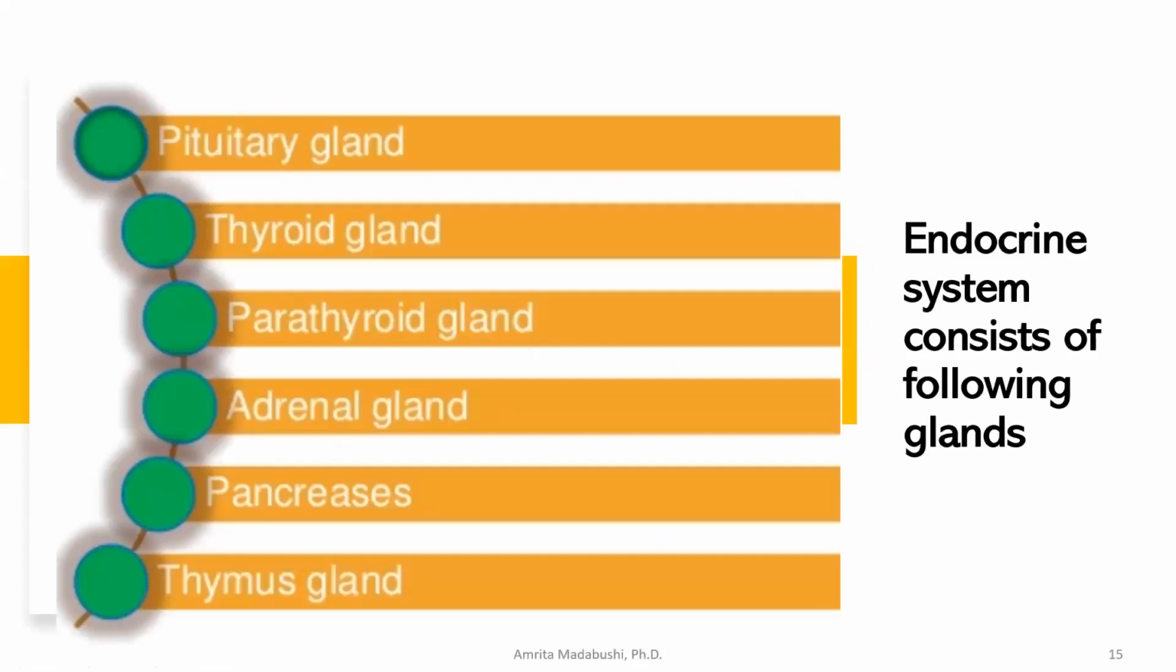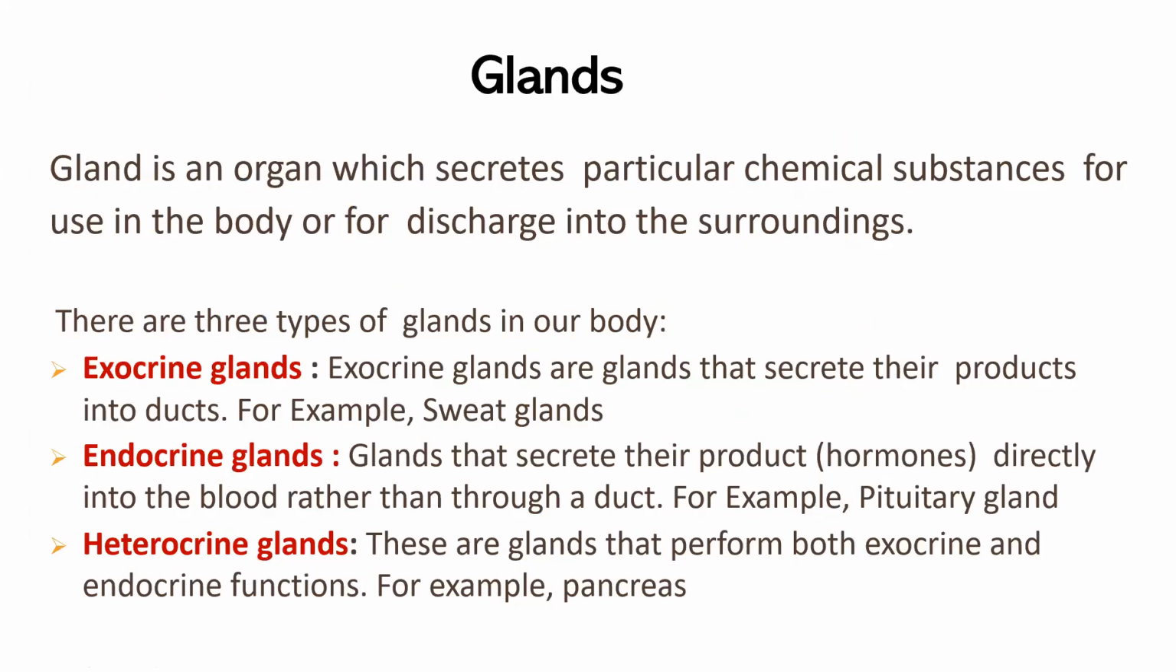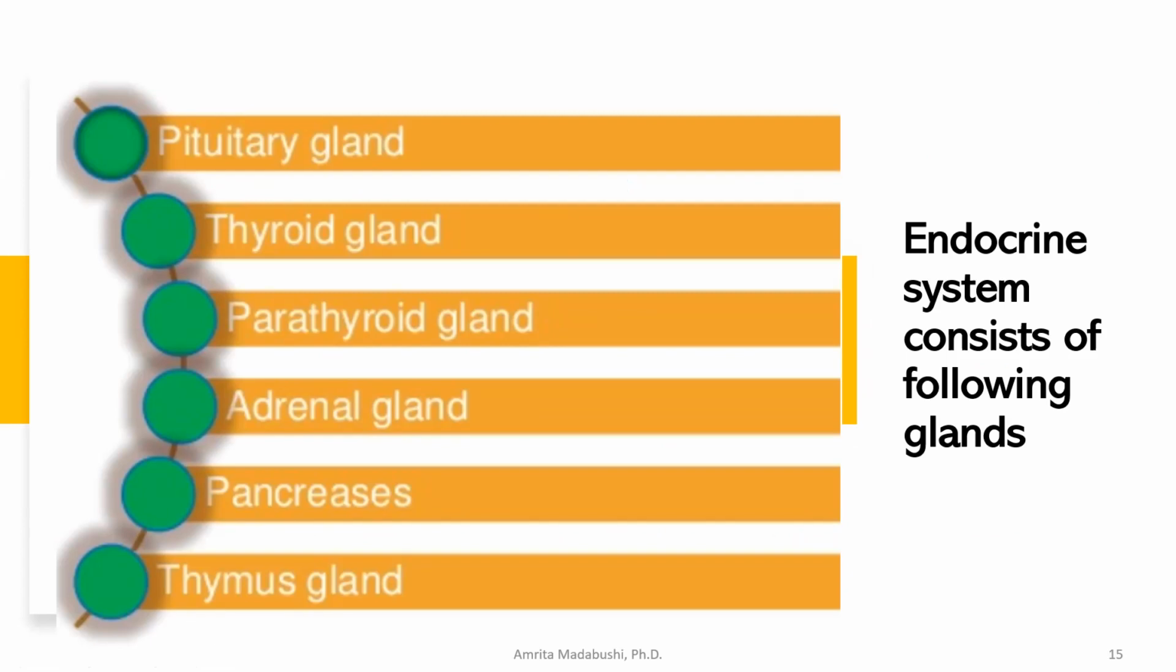So these are the glands that cover the endocrine system. We talked about endocrine, exocrine, and heterocrine. So we are just going to start with the endocrine system: pituitary, thyroid, parathyroid, adrenal gland, pancreas, and thymus gland. As you already know, probably, I'm really not a big fan of focusing on memorizing stuff. It's more on understanding. So I don't think I would ever give you a question like list all the 6 glands in the endocrine system.